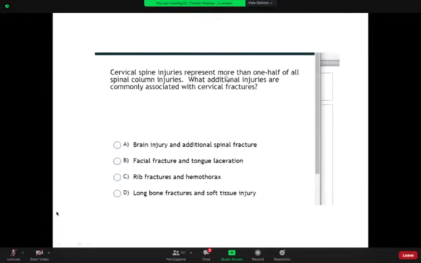Cervical spine injuries represent more than one half of all spinal column injuries. What additional injuries are commonly associated with cervical fractures?